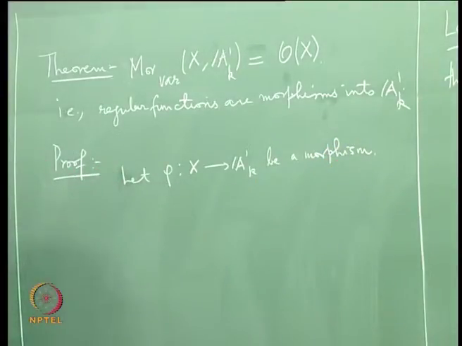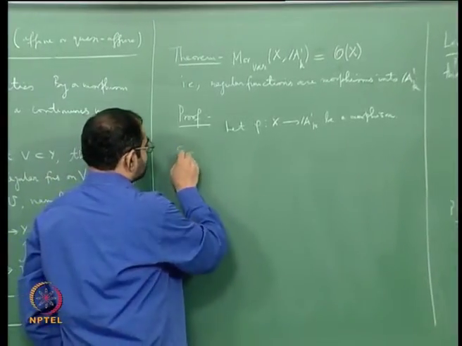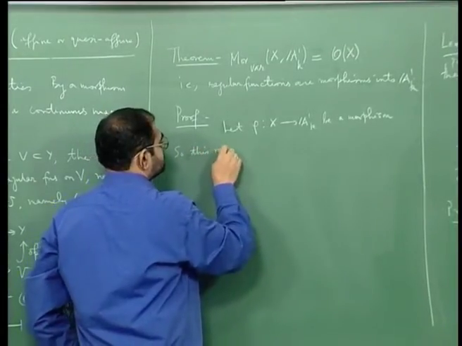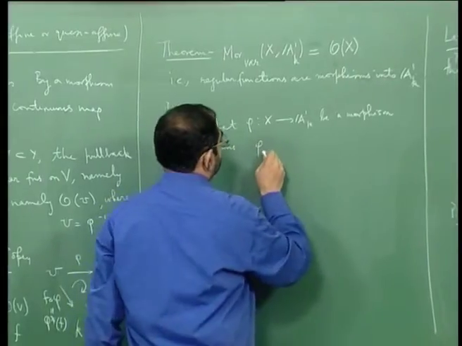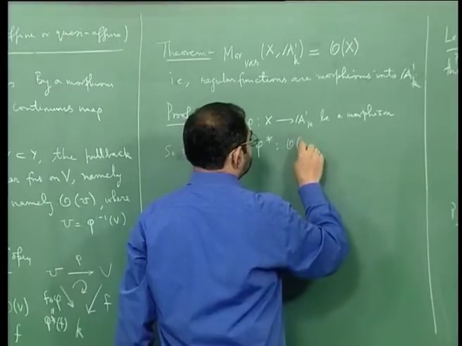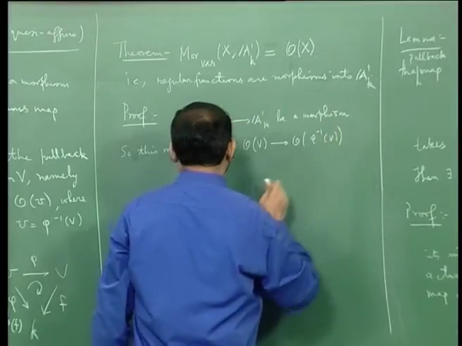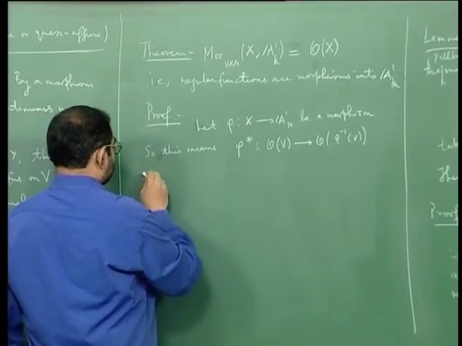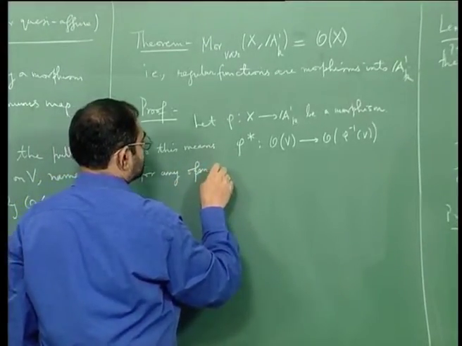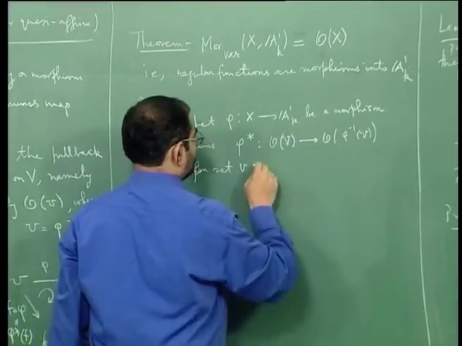Okay, what do I have to show? I have to show that phi is a regular function. Now this means phi upper star from O of V to O of phi inverse of V, for any open set V inside A1.